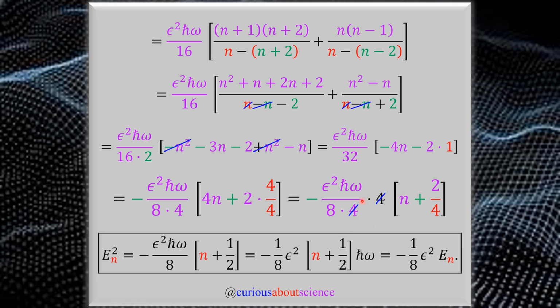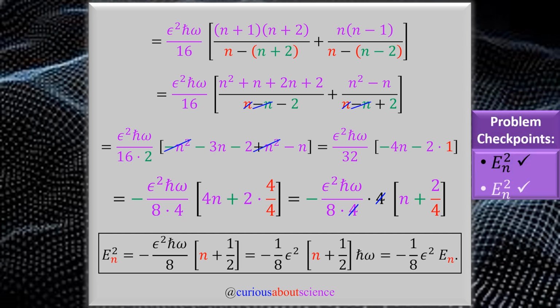Okay, so 4 cancels with 4, and we're left with the second order energy correction of E2n equal negative epsilon squared h bar omega over 8 times n plus 1/2. Beautiful. Of course, let's rewrite this to make it a little easier to put in terms of the ground state energy, which this should be E0, not necessarily En, but nonetheless, we see that we can write this in terms of the original energies. So we're really cool there, and that is really awesome.